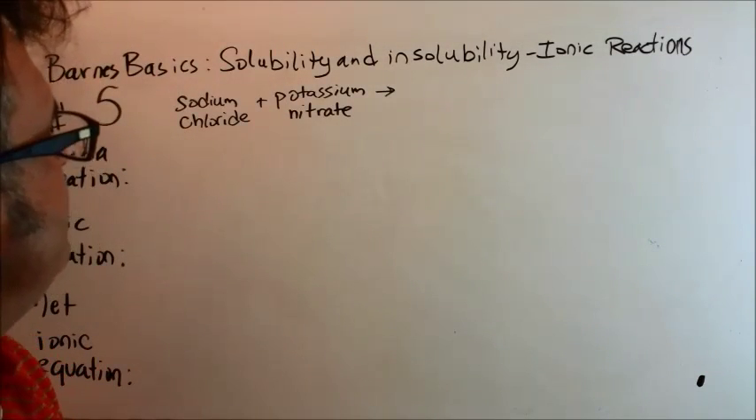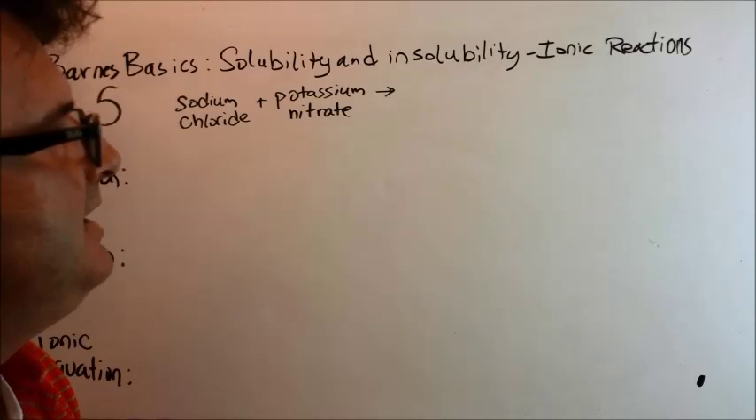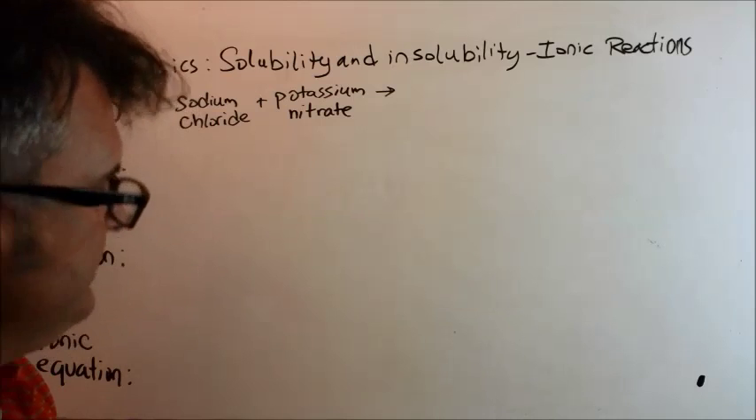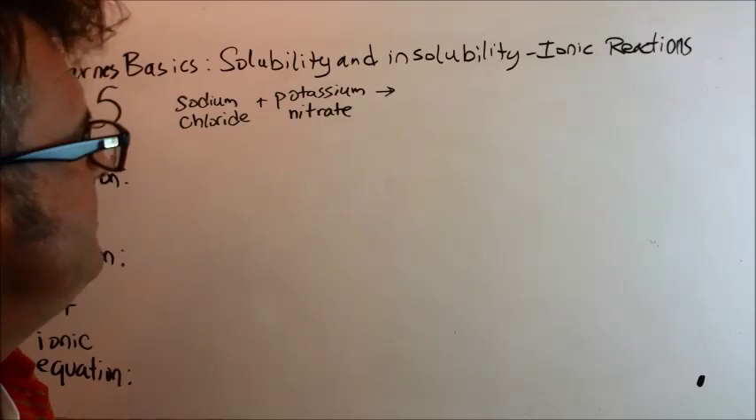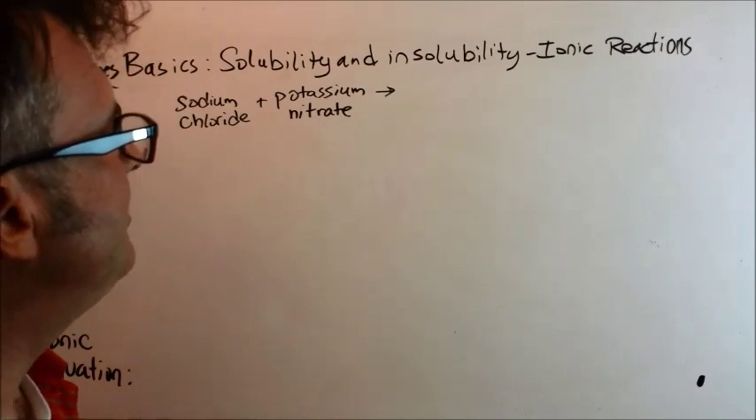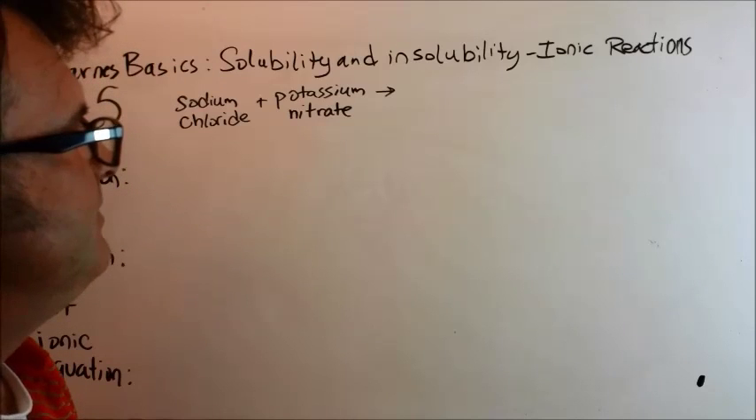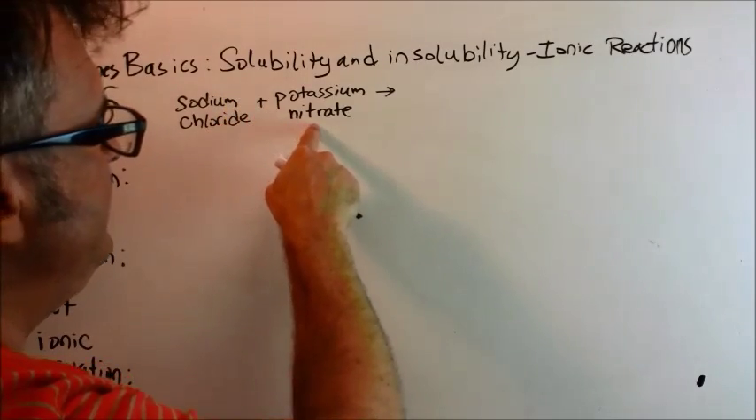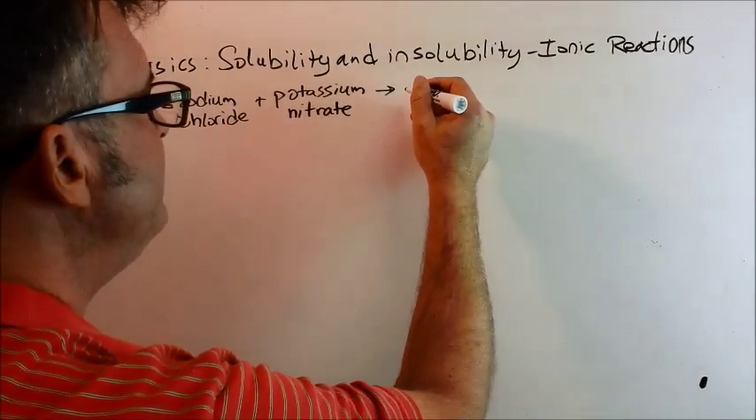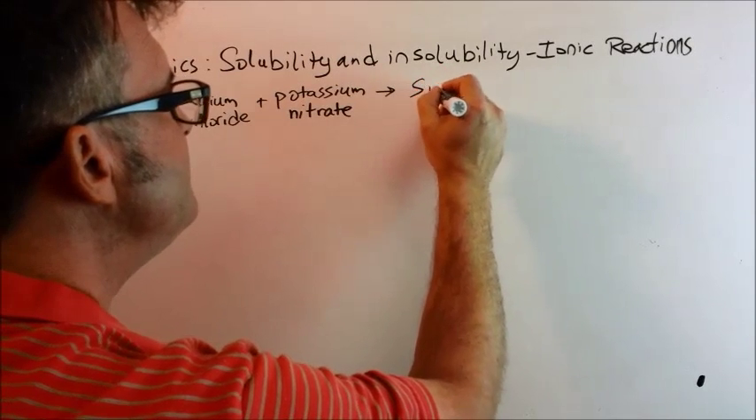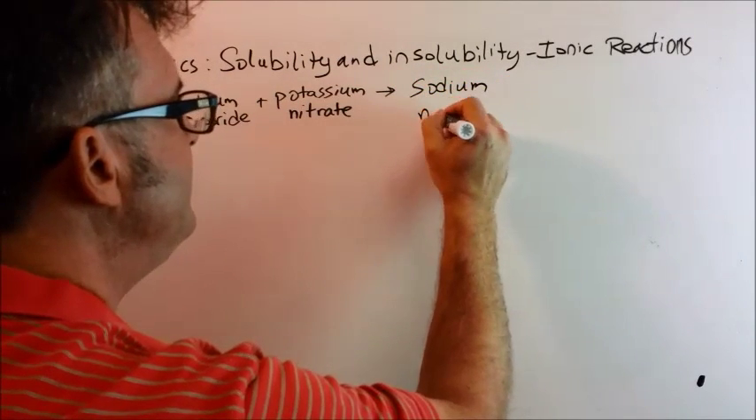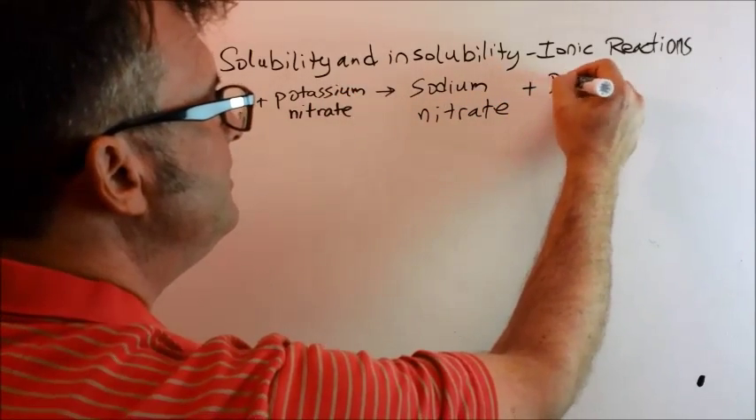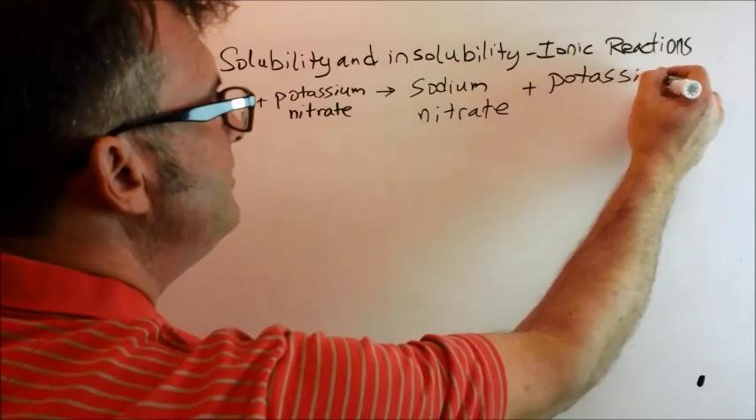We are on problem number 5 in our Solubility and Insolubility-Ionic reaction playlist. Tonight we're going to look at what happens when sodium chloride and potassium nitrate are mixed together. As I have told you earlier, we take the positive ion and cross it with the negative of the other compound, so we would get sodium nitrate and potassium chloride on the other side.